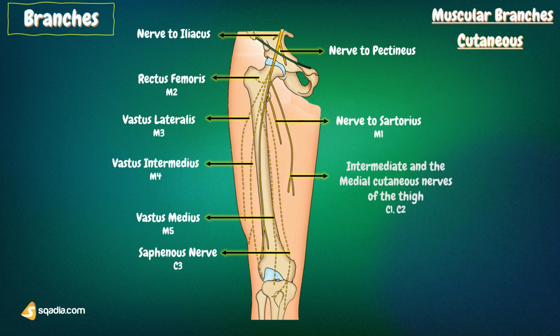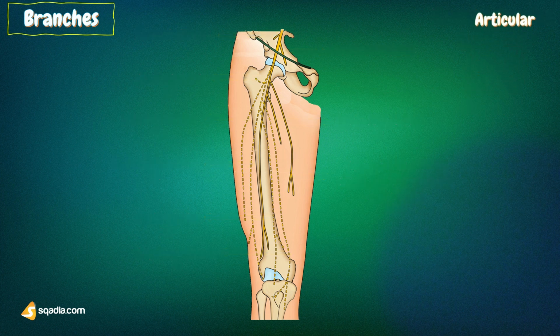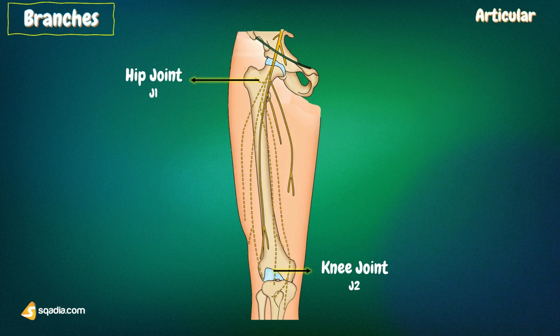Here are both the muscular and cutaneous branches. You can differ between the two by the denotation. M branches are muscular branches and C branches are cutaneous. Two other types of branches are vascular, that innervate the femoral artery and its branches, and articular, those that innervate the joints. Articular branches: the hip joint is supplied by the nerve to the rectus femoris. The knee joint is supplied by the nerves to the three vasti.